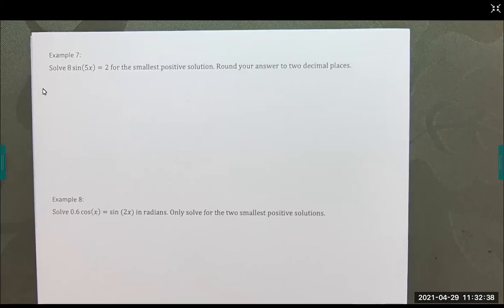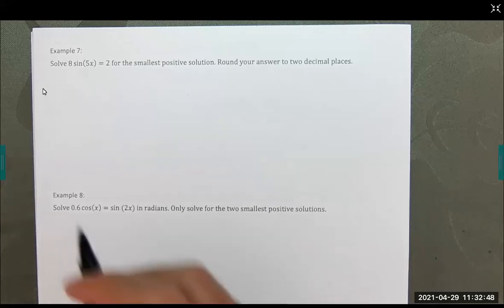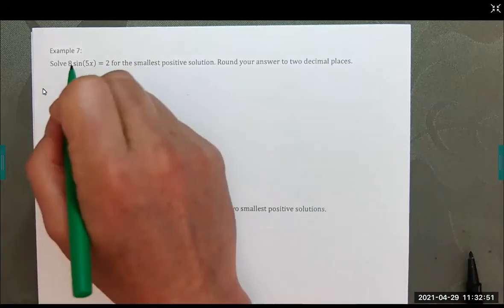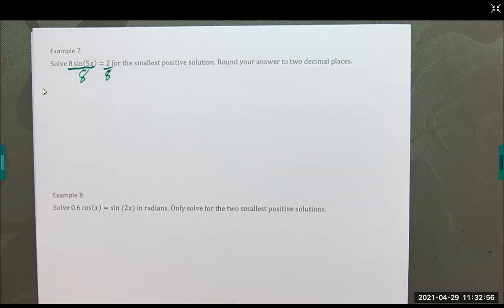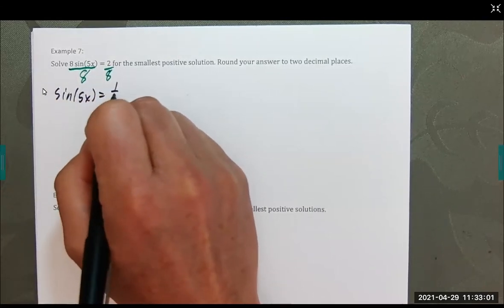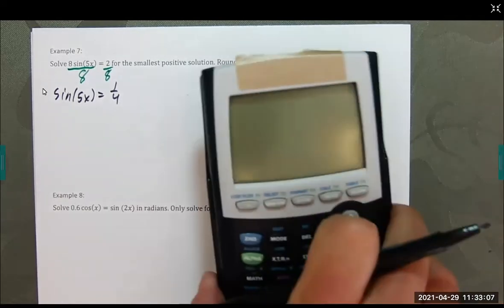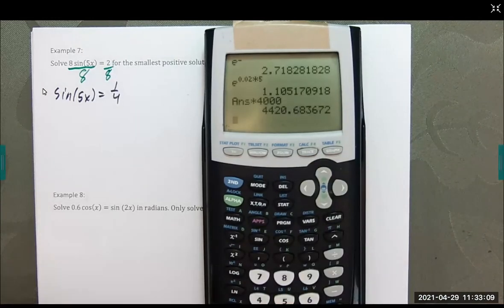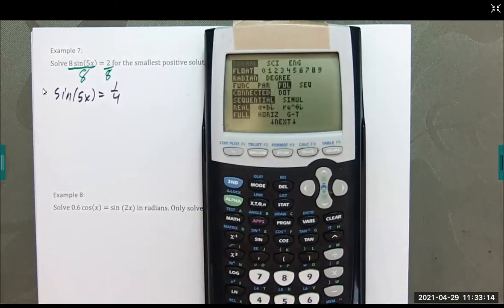Last two, we have 8 sine of 5x equals 2, and we want the smallest positive solution to 2 decimal places. Well, I can see right away, I'm going to have to divide out that 8. Which means the sine of 5x is 1/4. Well, the smallest is going to be in quadrant 1. And I'm going to make sure that I am in radian mode. You'll need to double check your calculator every time.